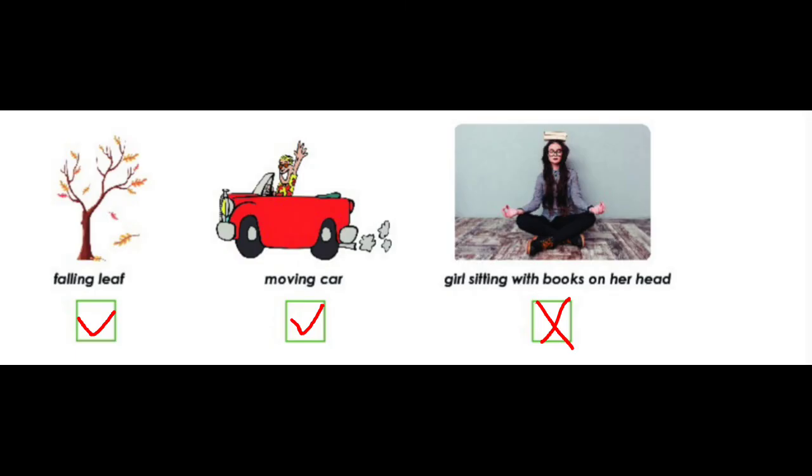Next, in your book, take page number 38, children, in your science textbook, page number 38. See here, you can see three pictures are given, children. See, in this, where work is done, you have to put a tick mark. First is falling leaf. Yes, work is done, so a tick mark we can put using pencil. Next is moving car. Here also we can put a tick mark. The third picture is a girl sitting with books on her head. So here no work is done. So we can put a cross here, children.